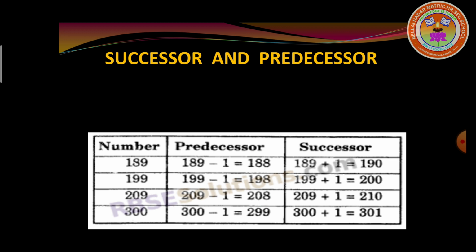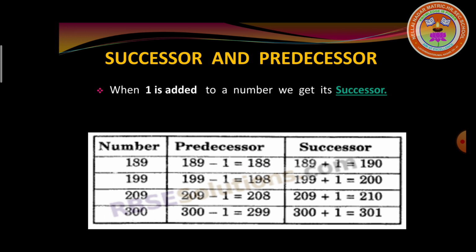Next we are going to see about successor and predecessor. What do you mean by successor, children? When one is added to a number, we get its next number. That next number is called the successor. See the example given below. Take the number 189. When you add 1 to 189, you will get 190. So the successor of 189 is 190.